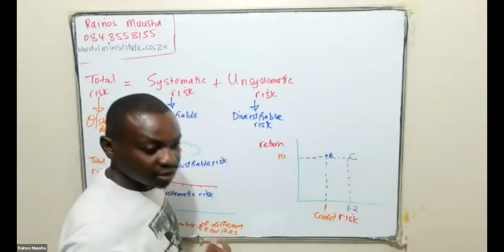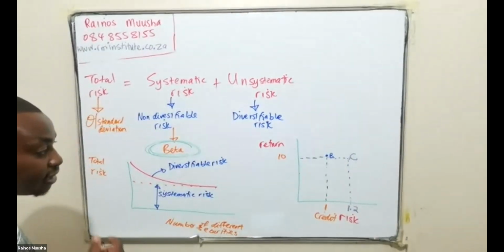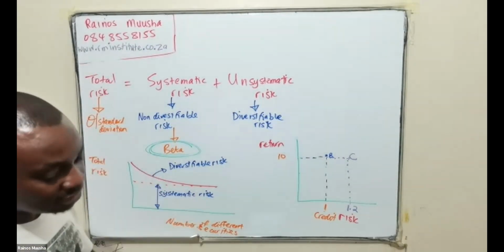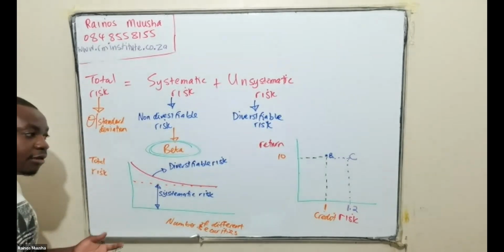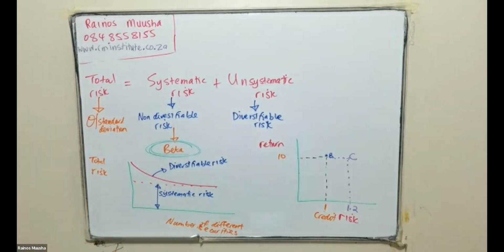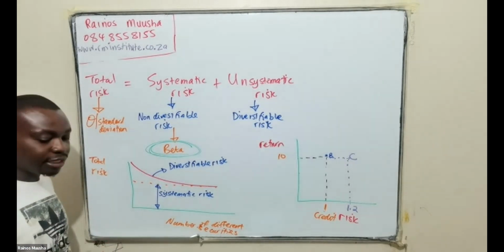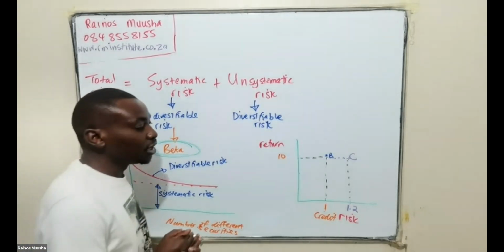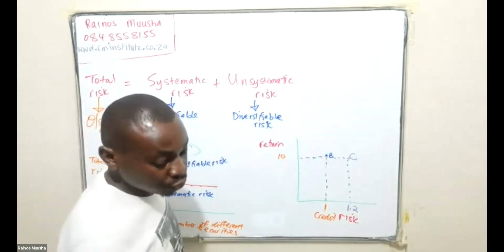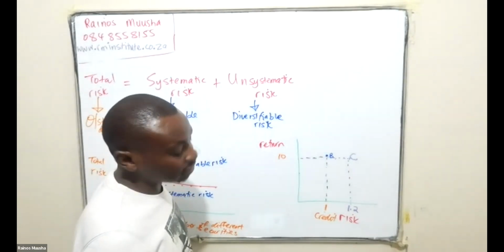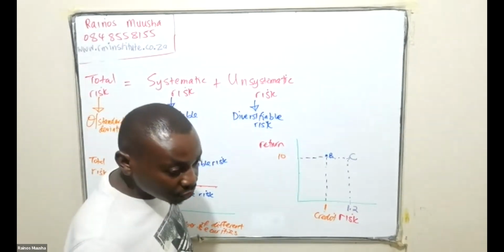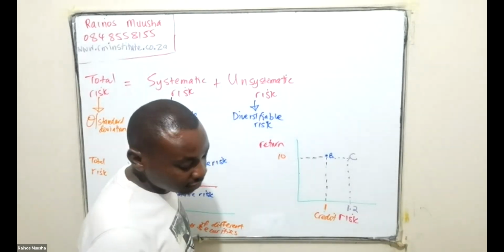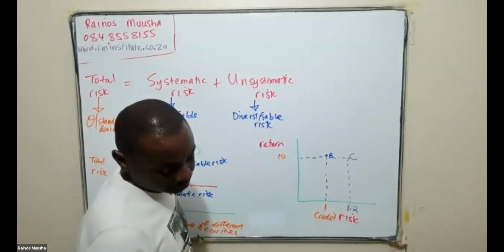Please make sure that you take note of that statement. It's a very, very important statement. Overall, when you look at the relationship between risk and return, you want to be able to maximize your return for a given level of risk, and at the same time minimize your risk for a given level of return. That is your aim in the relationship between risk and return.